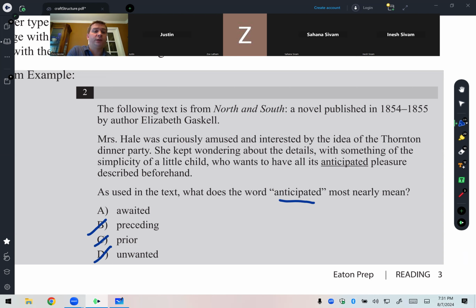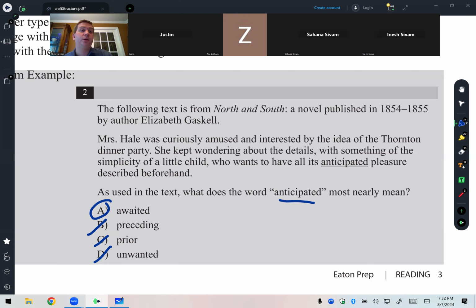But let's try the correct answer choice, which would be A. Let's try awaited. Perhaps anticipated means the same thing as awaited. Just going to read it back in the sentence. All right, so awaited would mean pleasure that is expected or anticipated. The correct answer. Let's give this one a shot. She kept wondering about the details with something of the simplicity of a little child who wants to have all its awaited pleasure described beforehand. And that one makes perfect sense.